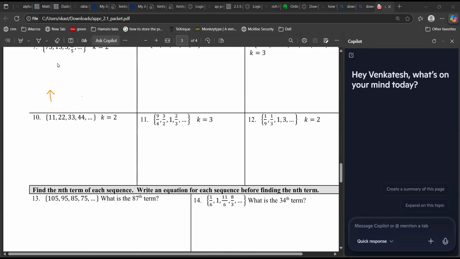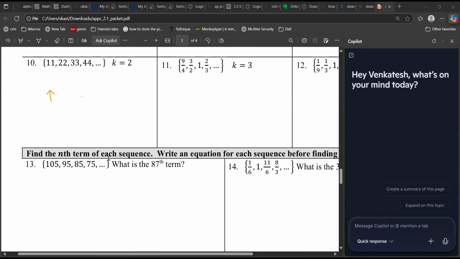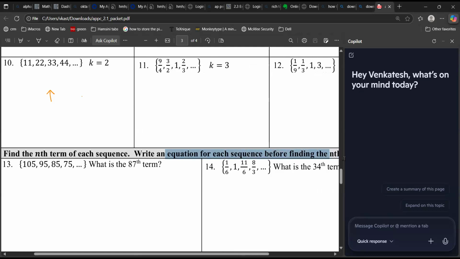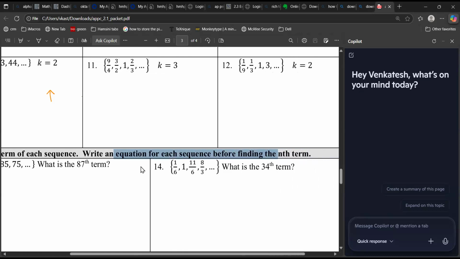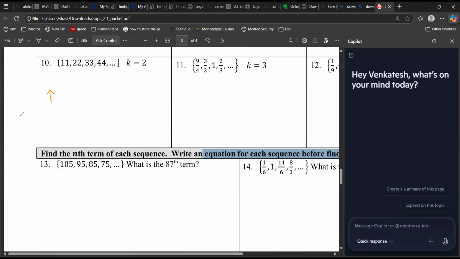Yeah. So here it says use the initial value k equal to 0. Now here, let's say for finding the nth term of the sequence, nothing is given. Write an equation for each sequence before finding the nth term. So I will take this as my first term. That's what we did here. Dhwani, did it clarify? Yeah. Okay.